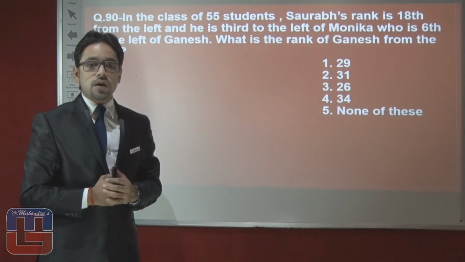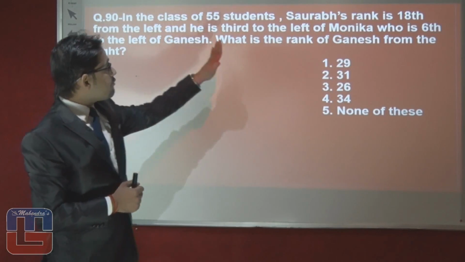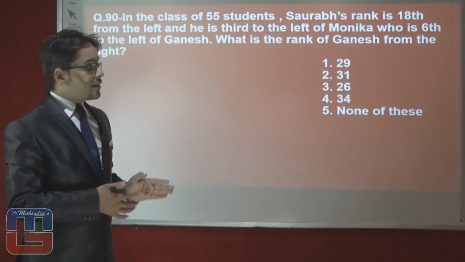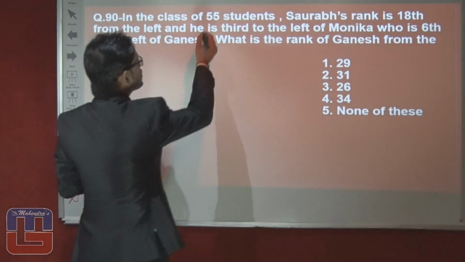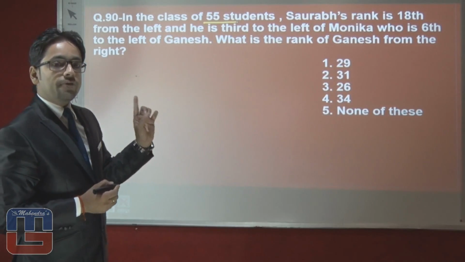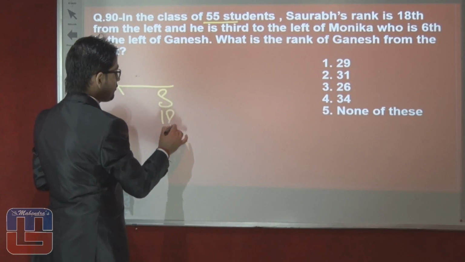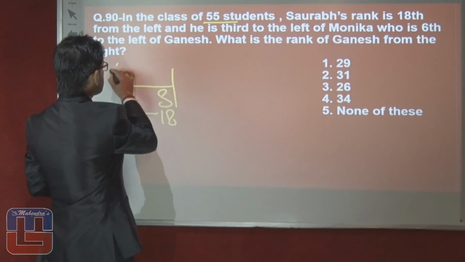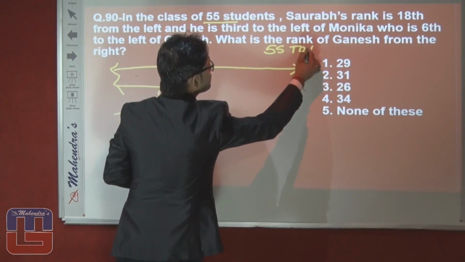This question is based on order and ranking. You can see here in the class of 55 students, they have already mentioned the total number of students. Saurabh's rank is 18 from the left. The rank of Saurabh is 18 from the left side, and the total strength in this diagram is 55 in total.